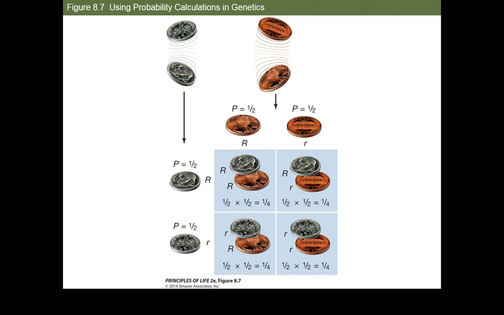You can also do this with alleles that are dominant and recessive. The probability that two heterozygotes have a homozygous recessive offspring is 1/4. Usually we do Punnett squares to figure this out. But we are really looking at the probability that this individual will get a little r from each parent, which is 1/2 times 1/2, which equals 1/4.